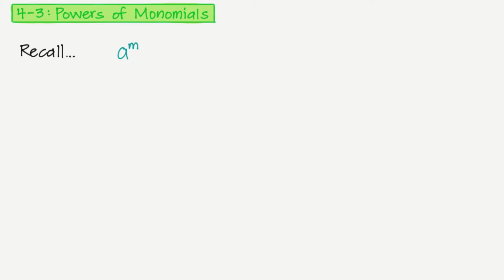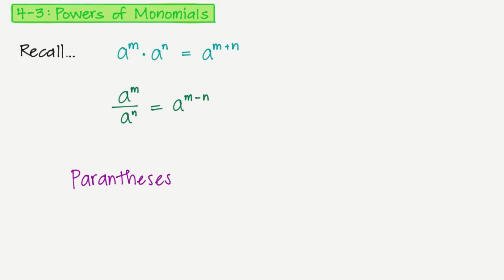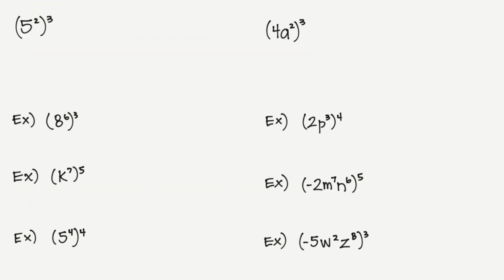If you recall from last time, a to the mth power times a to the nth power is the same as a to the m plus n power. Vice versa, if I have a to the mth power divided by a to the nth power, that's the same as subtracting m minus n for its exponents. In today's lesson, we're going to learn that parentheses absolutely matter, and those are going to be the new rules that we have for exponents.